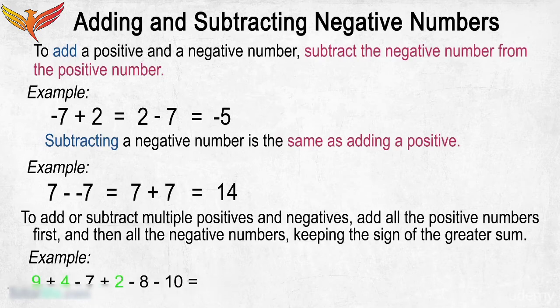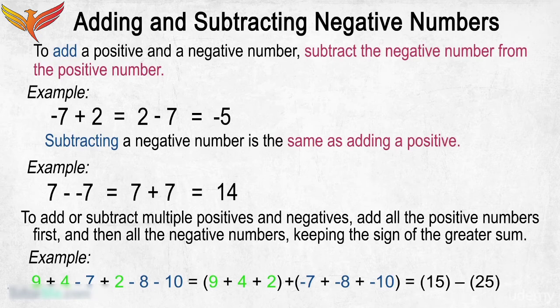Or you can group all the positive numbers together and all the negative numbers together. So in this example, you'd have 9 plus 4 plus 2 in the first term and negative 7 plus negative 8 plus negative 10 in the second term. This leaves you with 15 minus 25, which, when solved, results in negative 10. Choose whichever method is more comfortable for you when you have more than two terms.